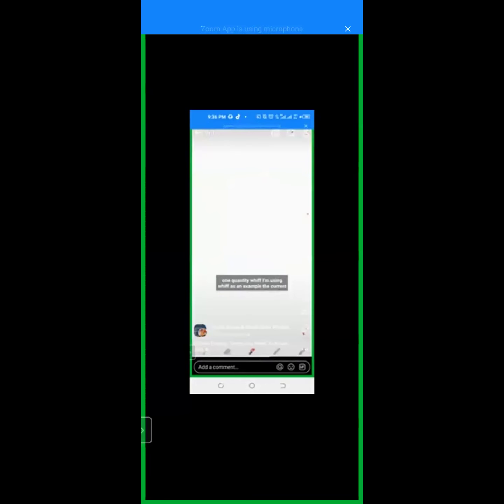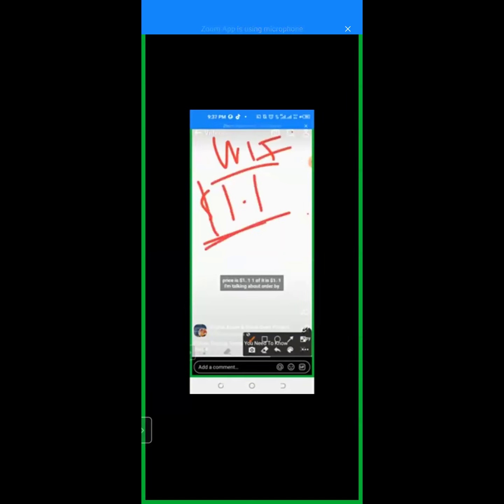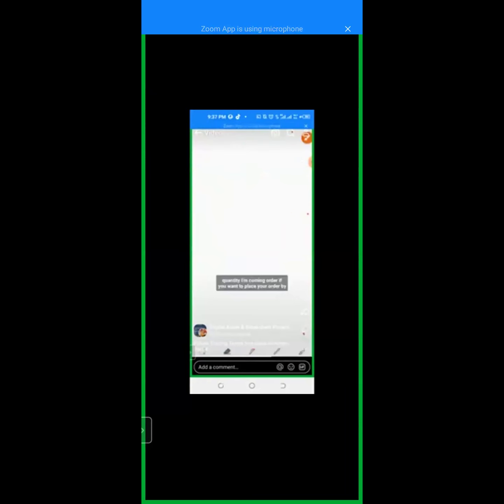One quantity of WIF, I'm using WIF as an example. The current price is $1.1. One of it is $1.1. I'm talking about order by quantity. If you want to place your order by quantity, whether you want to place a long position or a short position, you place your order by the quantity of that coin.